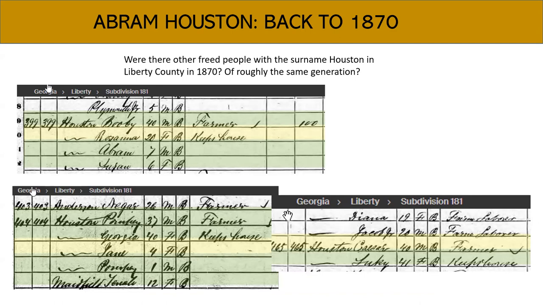So I did find three men, Booby, Pompey, and Caesar. And I looked for men because, of course, women's surnames were likely to be the same as their husband's surnames. I noted that they were roughly the same generation, so maybe brothers. And most importantly, that Booby had named a son Abram. If you remember, Abram Houston had named a son Booby. So I added this all to my notes.